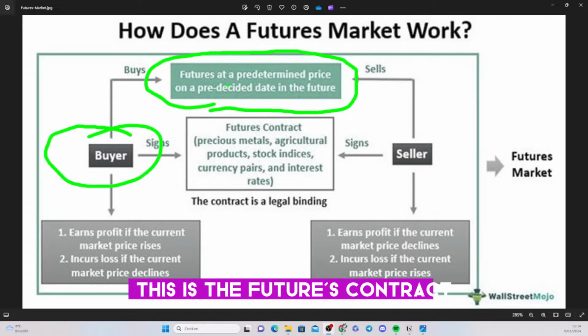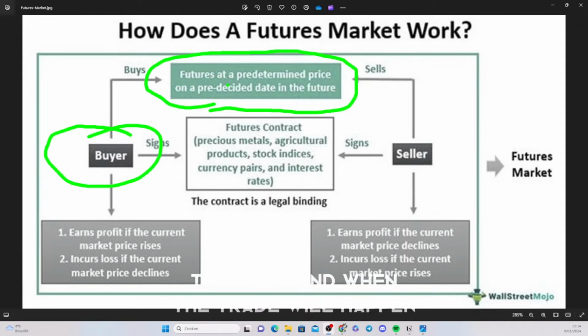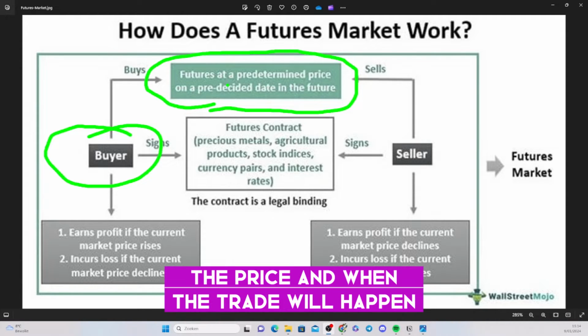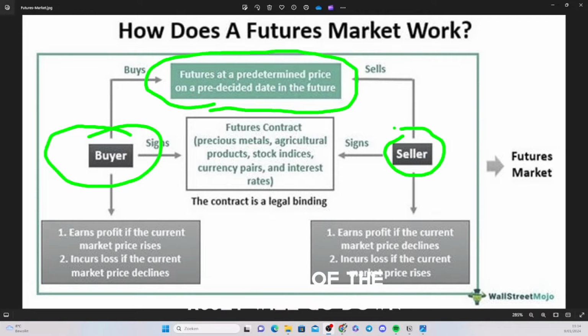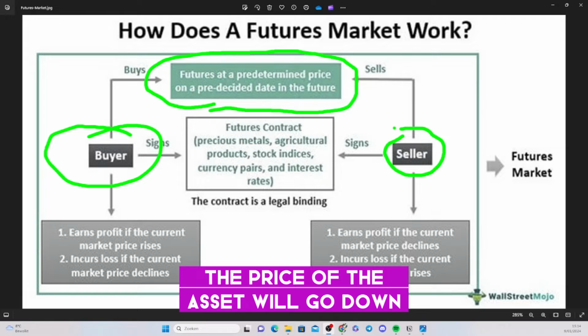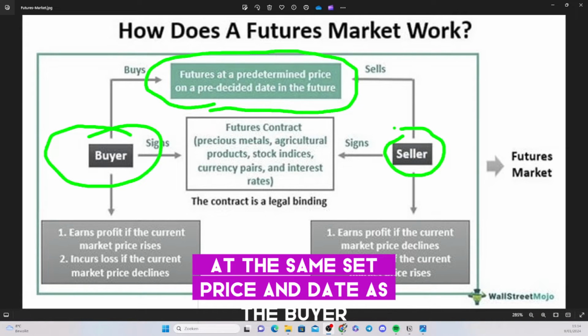This is the futures contract. It's a legal agreement to trade an asset, and it includes all the details: the quantity, the price, and when the trade will happen. On the other hand, we have the seller. This person thinks the price of the asset will go down, so they agree to sell it at the same set price and date as the buyer.